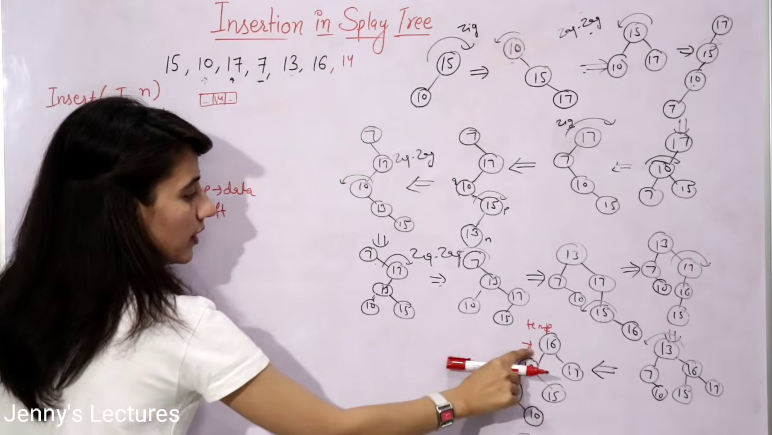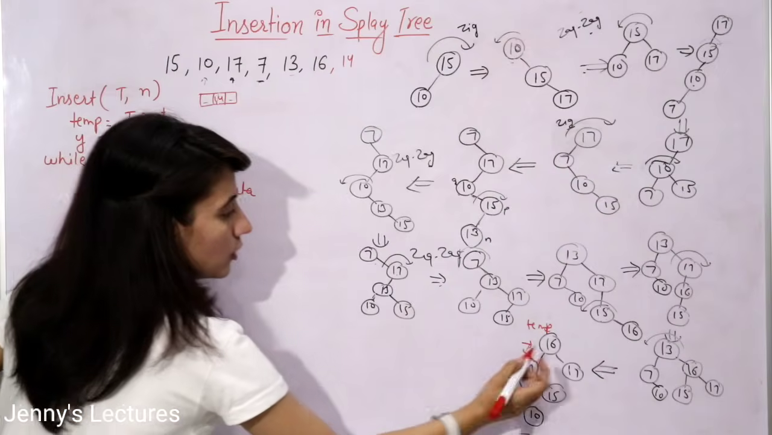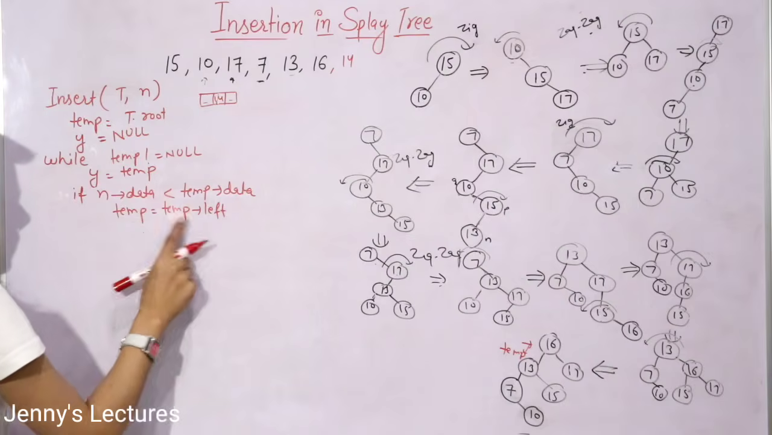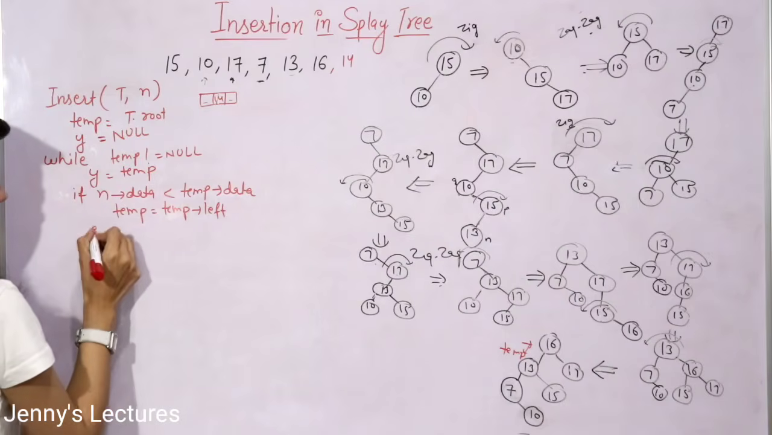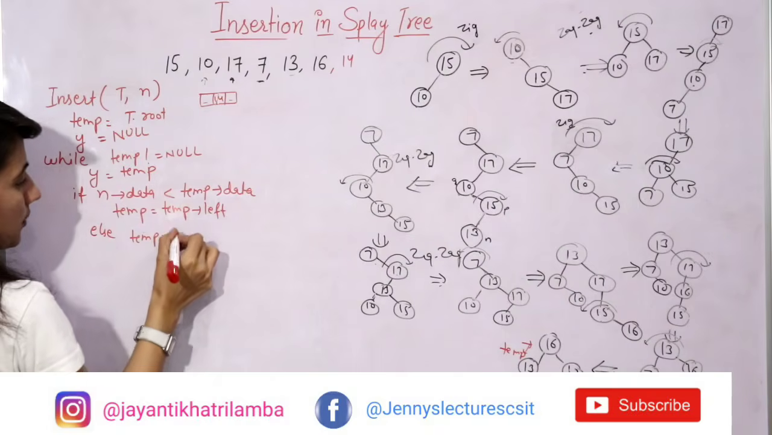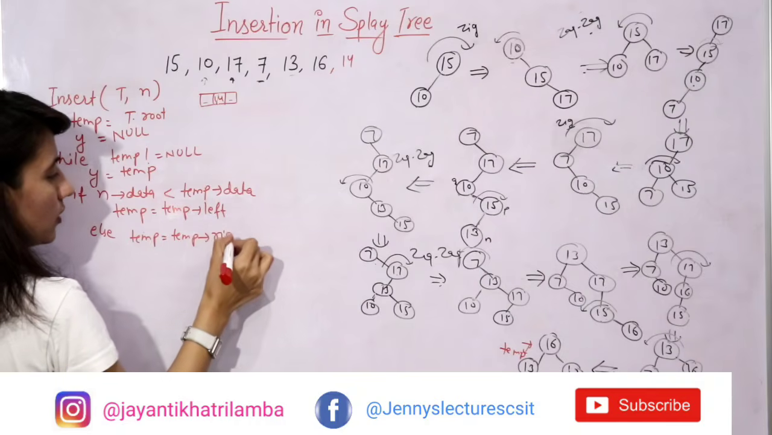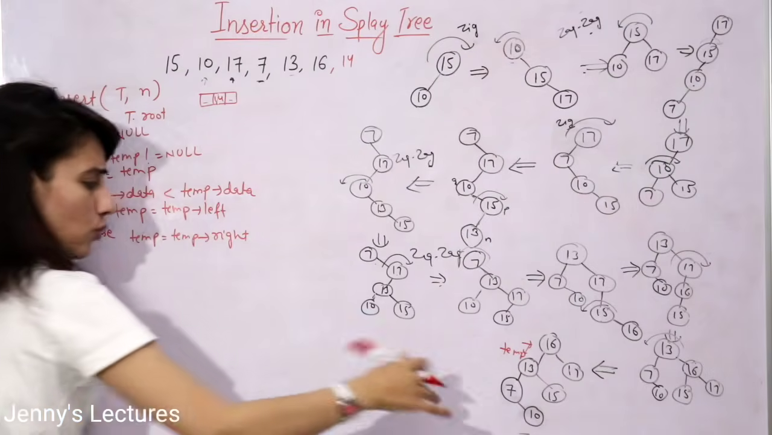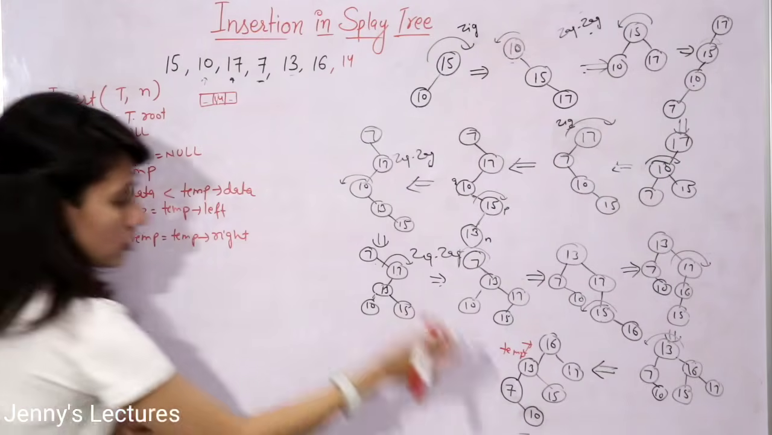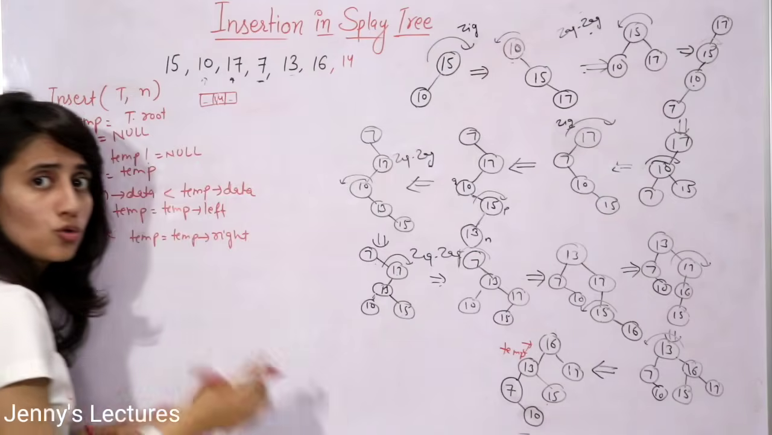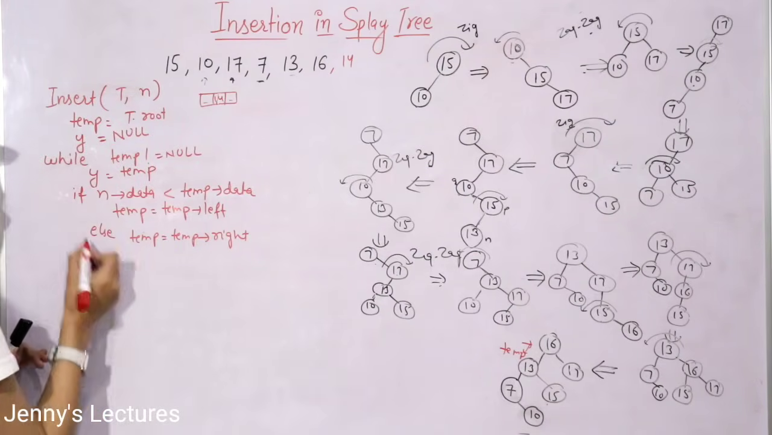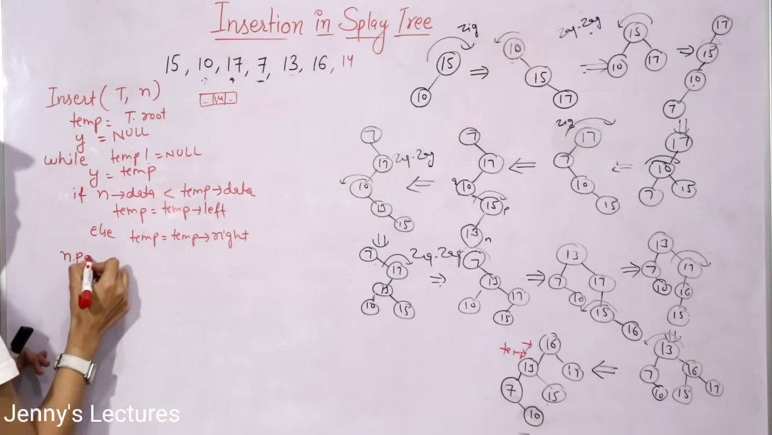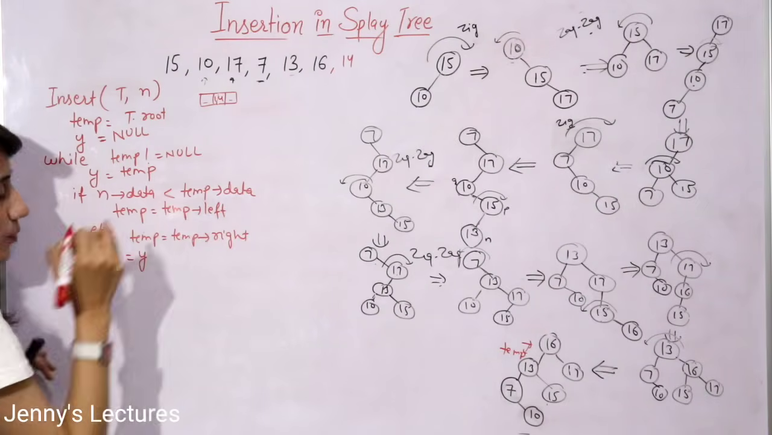Whatever the value in temp of left, that address would be stored in temp, right? So now you can say temp is pointing to here, right? And now see, else you will do what? Temp is equal to temp right, else we will go to the right side. Fine. Once you reach where you want to insert the data, suppose here I want to insert 14, so once you reach here, so now you will write down what? Here after this while loop you will write this n dot parent is equal to y.